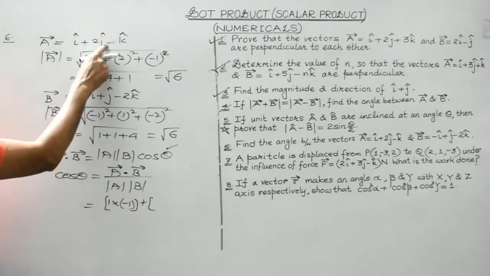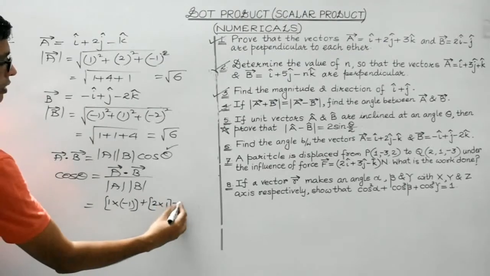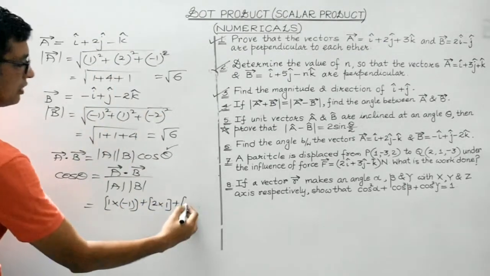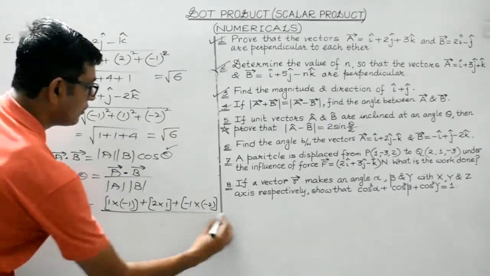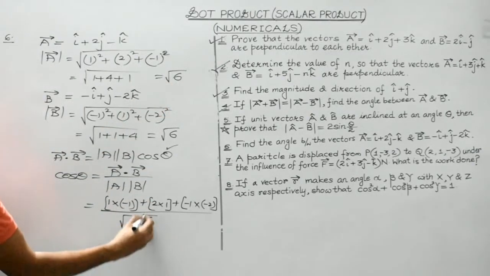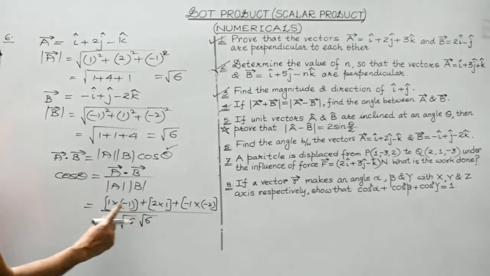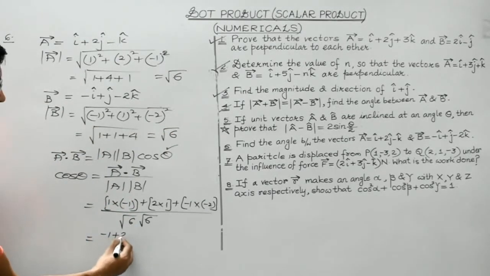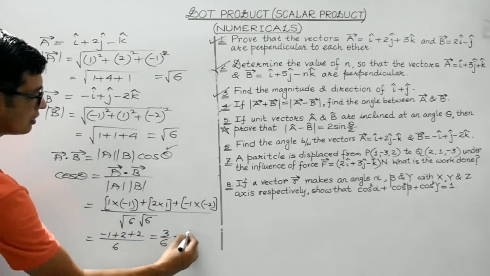Plus coefficient of j cap is 2 over here and here coefficient of j cap is 1. Plus coefficient of k cap over here is minus 1 and over here it's minus 1. Divided by magnitude of A is root 6, magnitude of B is also root 6. Let's solve it. So we get minus 1 plus 2 and plus 2 divided by 6. Root 6 into root 6 is 6. So 4 minus 1, 3 by 6, that is half.